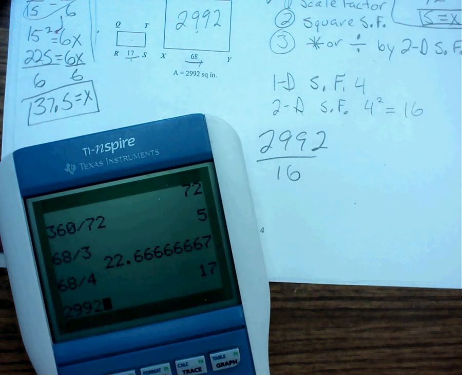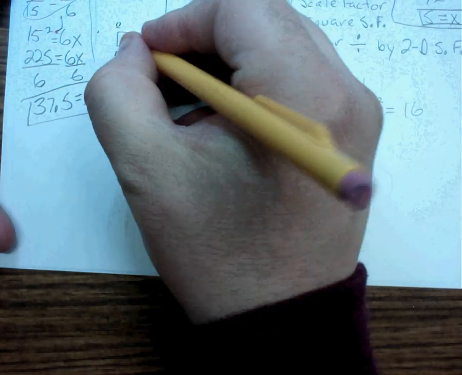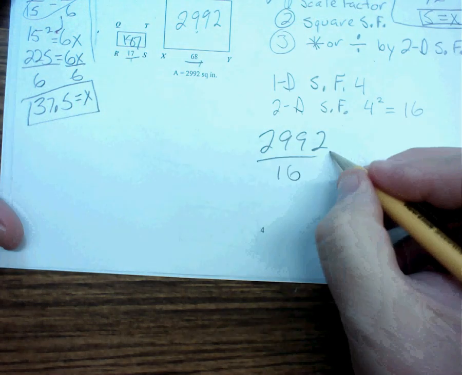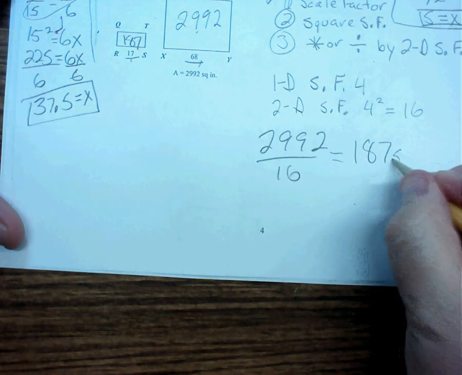2992 divided by 16. 187 is the answer. No, 187 square inches. Ooh, got all technical on me.